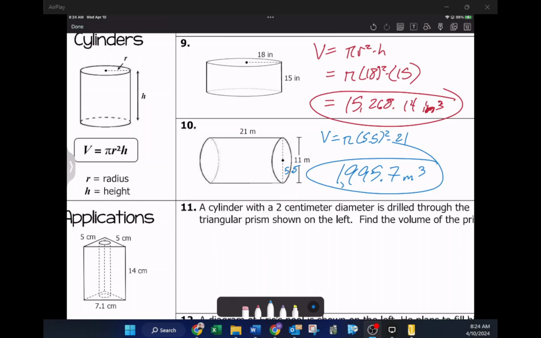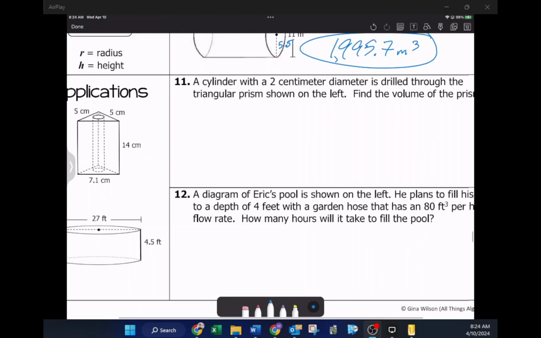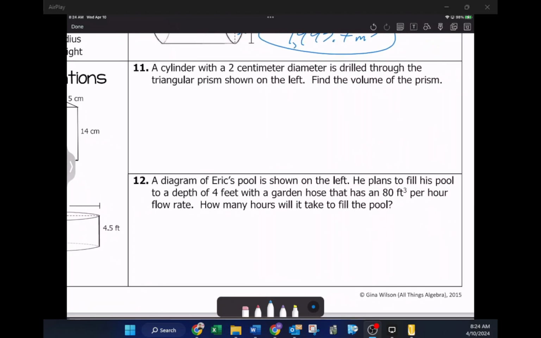It's still the same concept, area of the base times the height. But since cylinders always have the same base, pi r squared, that's it, pi r squared times height. All right, I'm going to give you a few minutes to try. Read number 11 and 12. Try those two. So I'll give you a few minutes to try those.